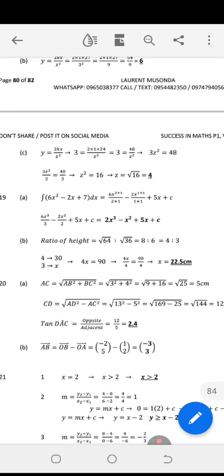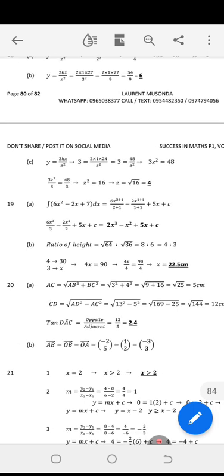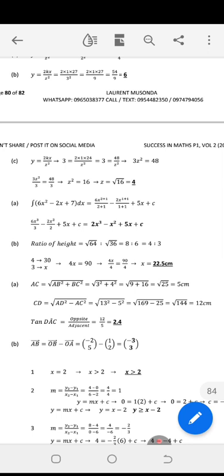That should give us the number we are looking for. Number 20 is trigonometry, where they want us to find tan DAC. So to find tan DAC, we need to find AC and CD. We need to find AC and CD using what we call Pythagoras theorem.